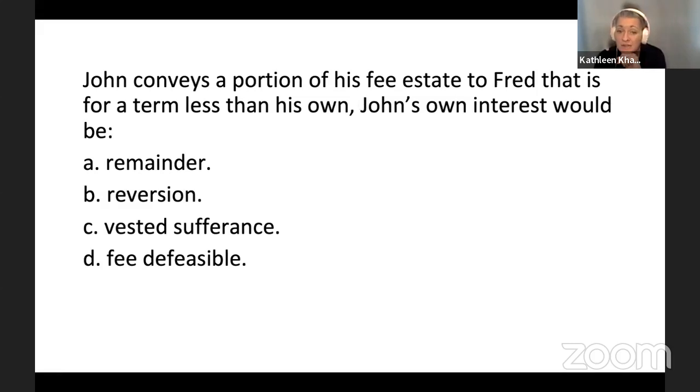John owns interests. John's own interest would be what? So now that he has given a portion of his fee estate to Fred, what interest would John have?